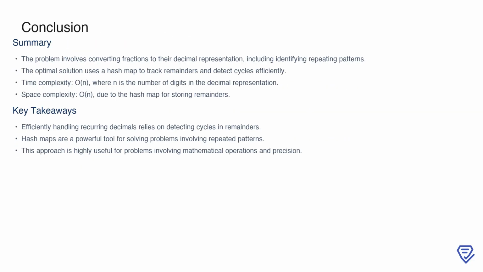Great job following along. To wrap up, we've covered how to convert fractions into recurring decimals using a hash map to track remainders and detect cycles. This is a crucial technique for handling precision-based problems efficiently.